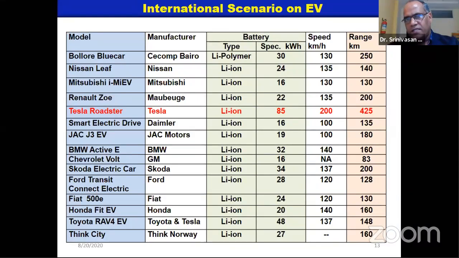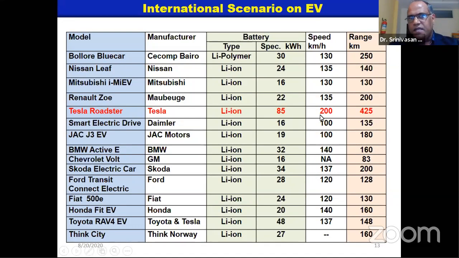1 lakh kilometers, and then if you calculate, a normal battery will last nearly 5 years, considering 1500 charge-discharge cycles. If you calculate the million mile battery and all, it will come more or less close to this. But the very attractive word is million mile battery. So here the Tesla has the highest capacity.